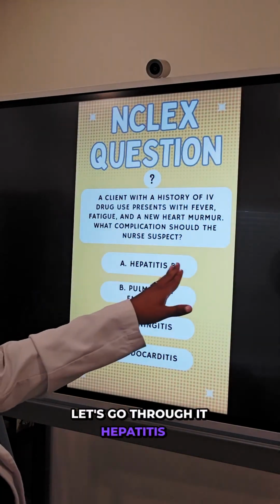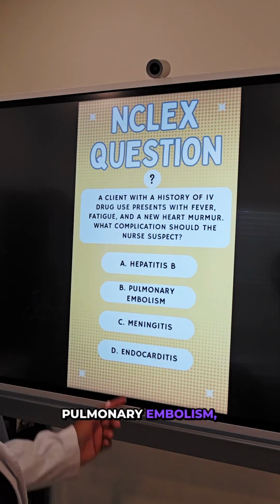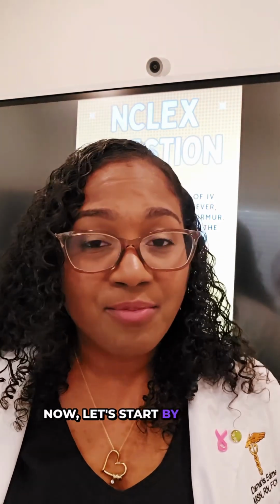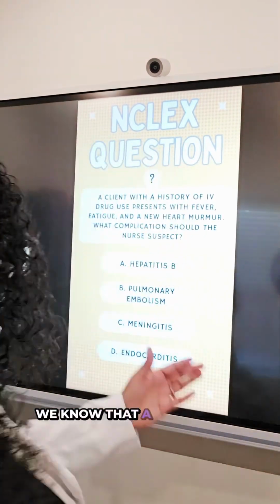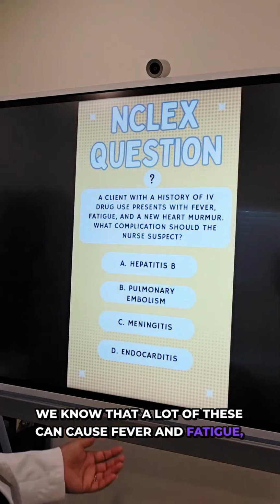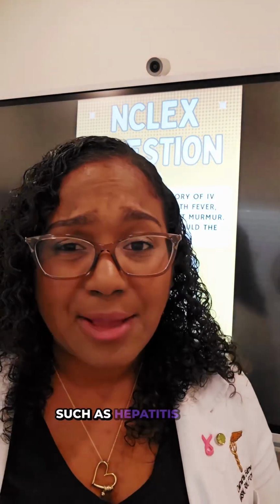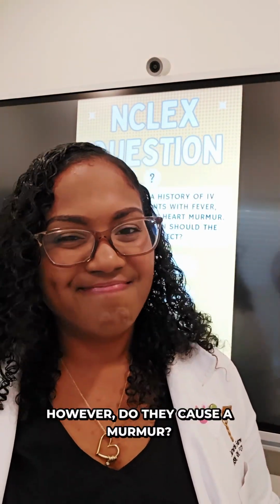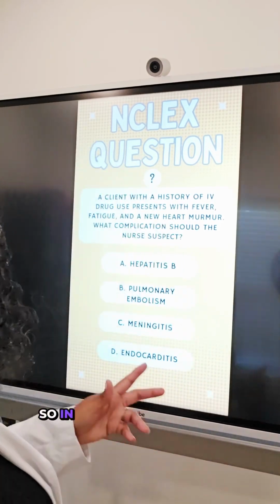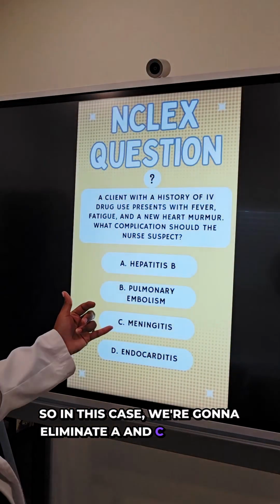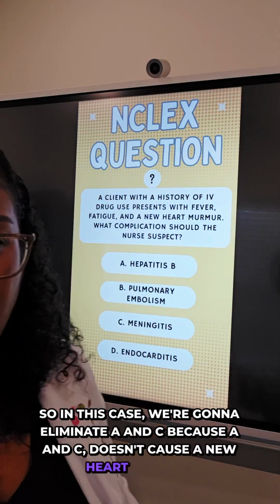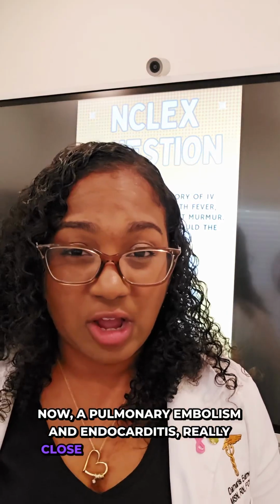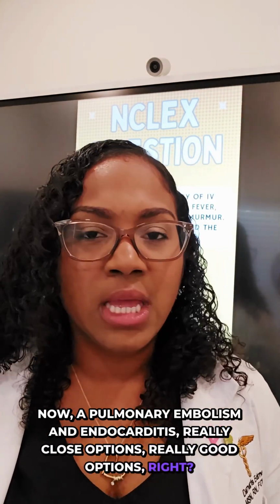Let's go through it. Hepatitis B, pulmonary embolism, meningitis, and endocarditis. Now, let's start by stating the obvious. We know that a lot of these can cause fever and fatigue, right? Such as hepatitis B and meningitis. However, do they cause a murmur? They don't. So in this case, we're going to eliminate A and C because A and C don't cause a new heart murmur. Now, a pulmonary embolism and endocarditis, really close options, really good options, right?